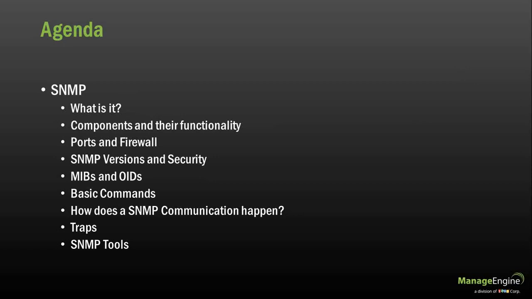MIB is the acronym for Management Information Base, and it forms an integral part of SNMP implementation. OID stands for Object Identifier, and these are defined within the MIB database. After a session on MIBs and OIDs, we will look into the basic SNMP commands. We will see how SNMP communication happens and how the commands help with the communication. Traps will be the penultimate item in our agenda, and then we will take a look at the SNMP tool from ManageEngine.